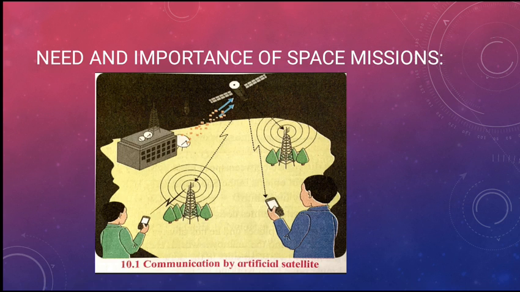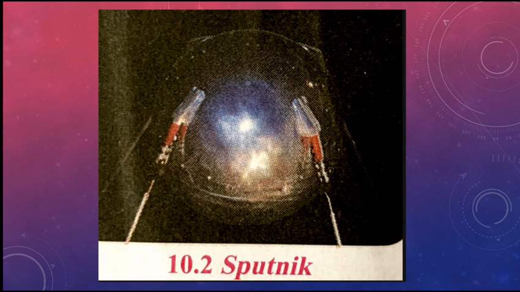Now, this picture shows the need and importance of space missions. You can see satellites orbiting around the Earth and personal one-to-one communication taking place between these satellites. All these satellites that you can see are nothing but artificial satellites. The first artificial satellite was Sputnik. It was sent to space by the Soviet Union in the year 1957. So children, this is how the first artificial satellite Sputnik looks.